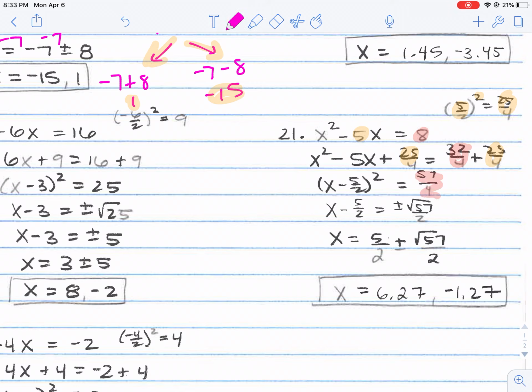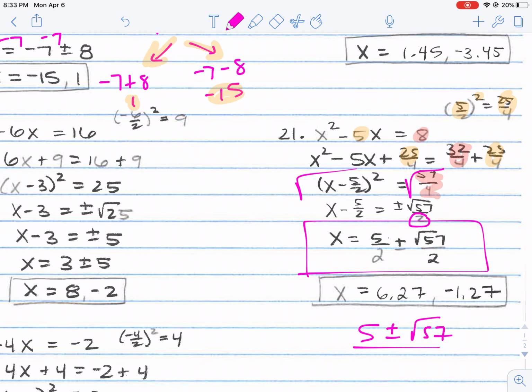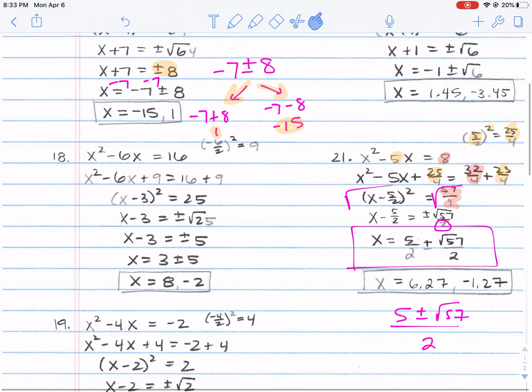And then when we take the square root of both sides, we don't know the square root of 57, so that just stays. But we do know that the square root of 4 is 2, so we can just write that as a 2. So then we would end up with this answer, 5 halves plus or minus root 57 over 2. And you can write that also as 5 plus or minus root 57, all over 2. Okay, so that's how we can look at 21. So I think those were the common errors that I saw in yesterday's homework.